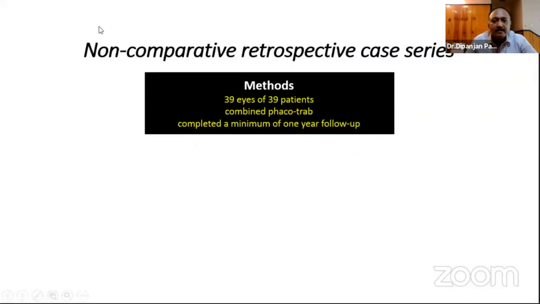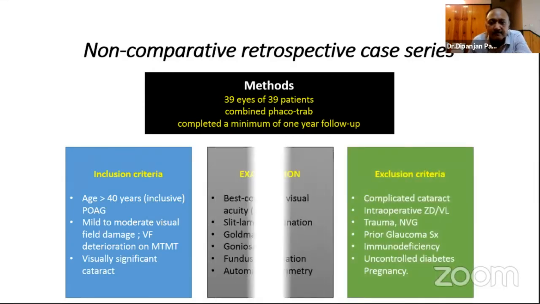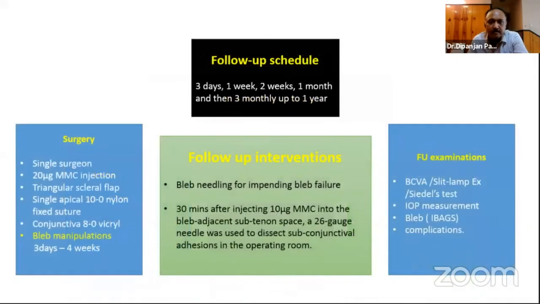So we also did a study. It is not actually a study; this is a non-comparative retrospective case series, kind of a pilot study, on 39 eyes of 39 patients, where we did combined phacotrabeculectomy. We completed a minimum 1-year follow-up. We included people more than 40 years of age with primary open-angle glaucoma with mild to moderate visual field damage or visual field deterioration and maximum tolerable medical therapy, with cataract. We examined BCVA, slit lamp, Goldmann applanation tonometry, gonioscopy, fundus examination, and automated perimetry at the beginning of the study, and followed them up at 3 days, 1 week, 2 weeks, 1 month, and post-op until 3 months, up to 1 year.